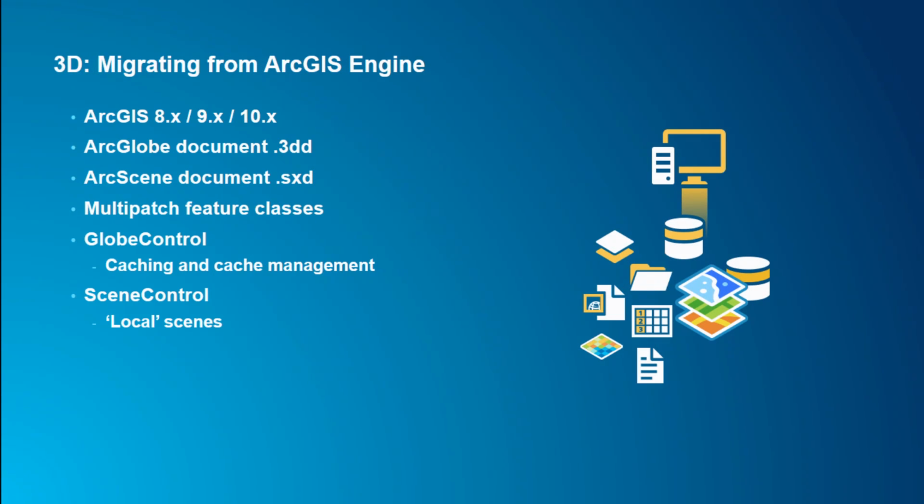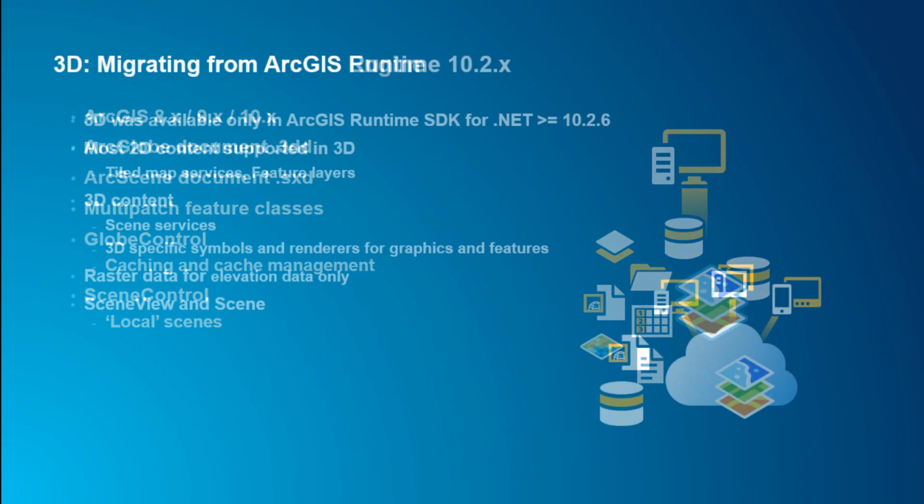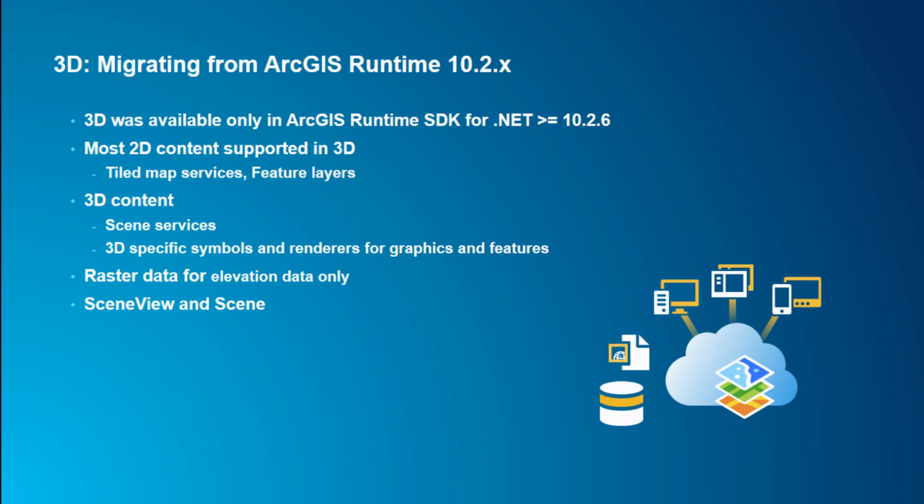Okay, so 3D within ArcGIS Engine, you were working with globe documents, scene documents, the 3DD and SXD documents, working with multi-patch feature classes to provide your 3D content. You had in the API a globe control and a scene control. In 10.2x, 3D was available, in fact, only in the ArcGIS Runtime SDK for .NET from 10.2.6 through the 10.2.7 release as well. Most 2D content was supported in 3D, so tiled layers, feature layers, for example.